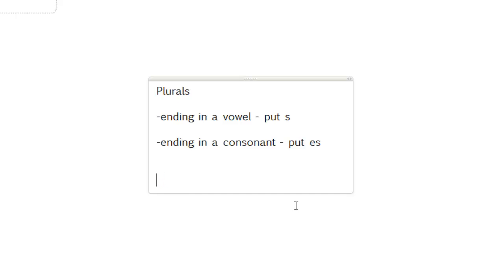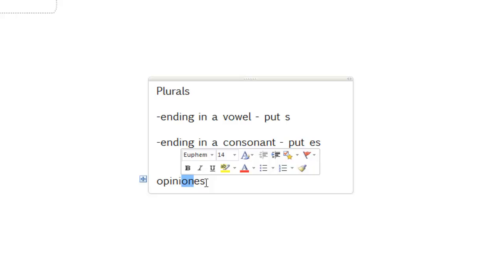Now, if we look at a word which ends in a consonant, like opinión, I haven't put the accent here because when you add the plural, es, opiniones, you get that accent at the end because it's the penultimate syllable. So opiniones. So these are how you make the plurals. If it's got a vowel, put s. If it's in a consonant, put es. That's not too bad to learn.